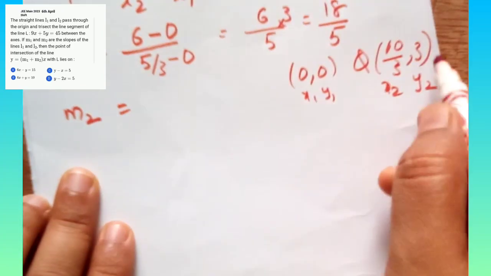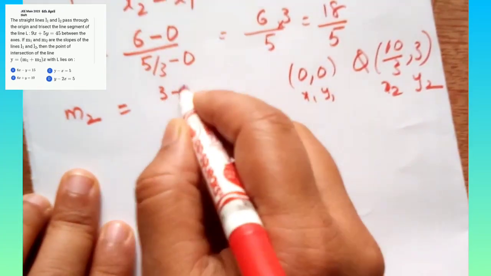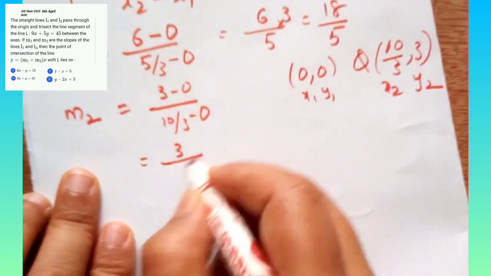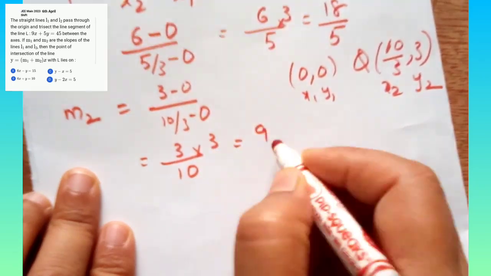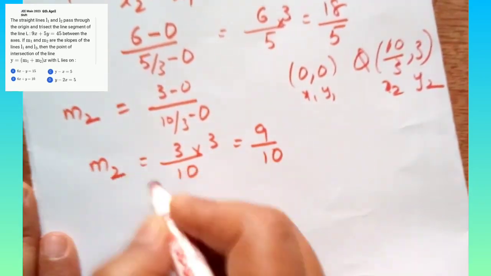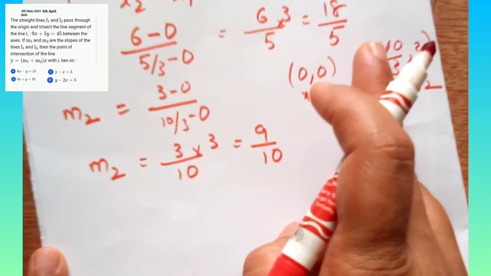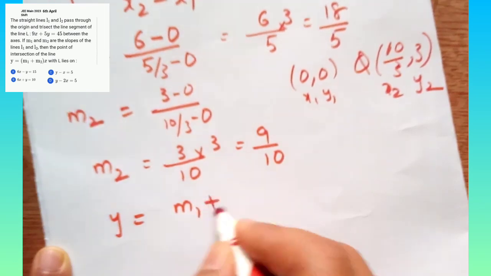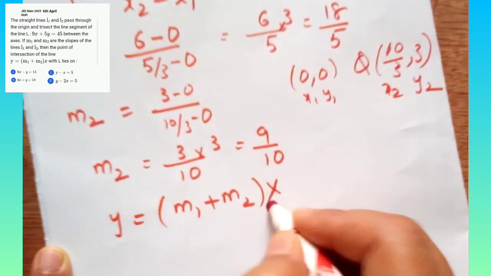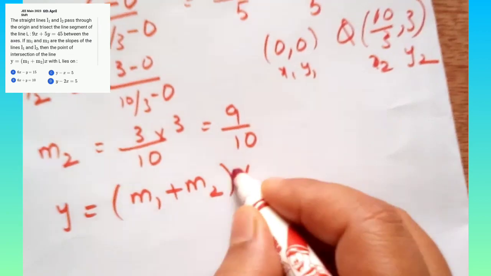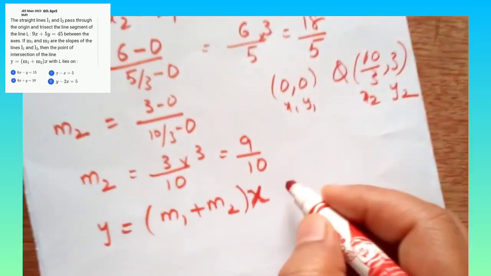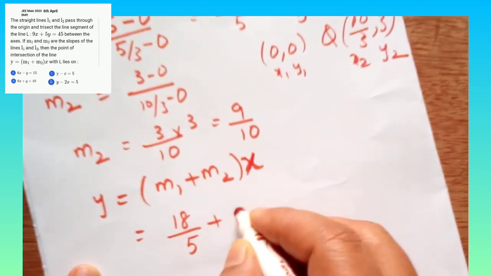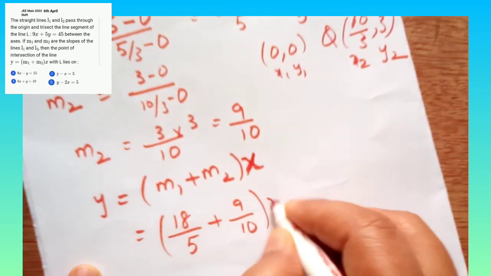The formula is y2 minus y1 by x2 minus x1. That gives 9 by 10. So M2 is 9 by 10, M1 is 18 by 5. The question says the line y equal to M1 plus M2 times x, on which L lies. So substitute M1 and M2 values here. So M1 is 18 by 5, M2 is 9 by 10 into x.